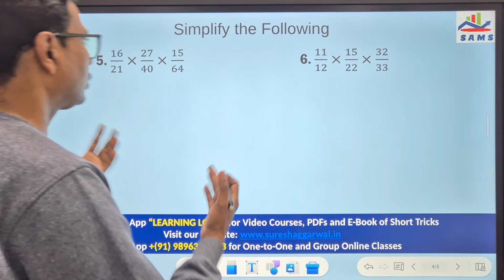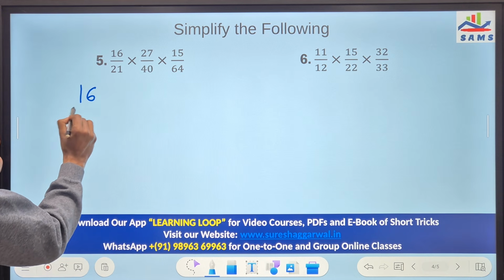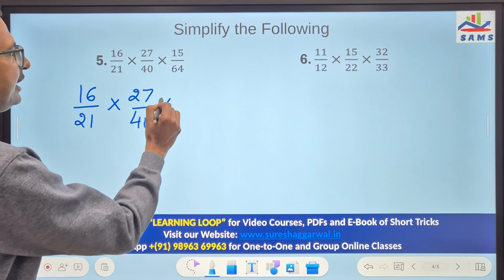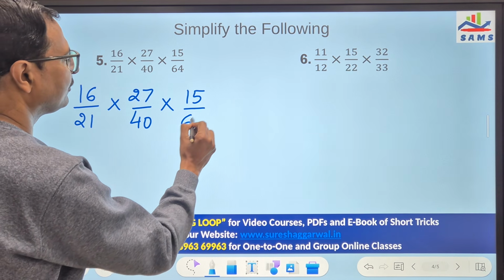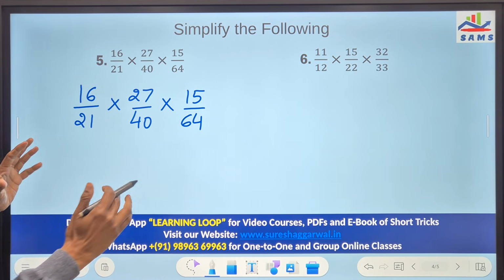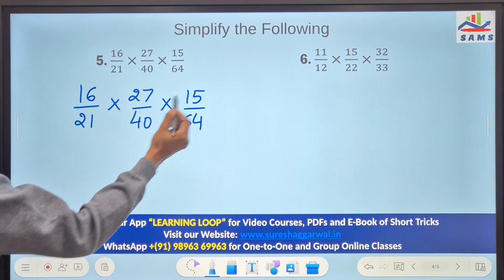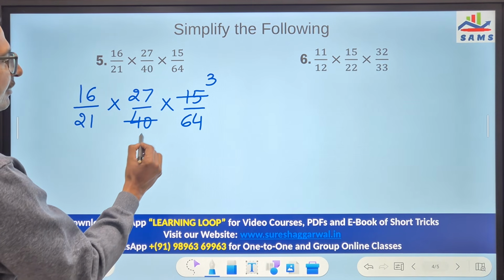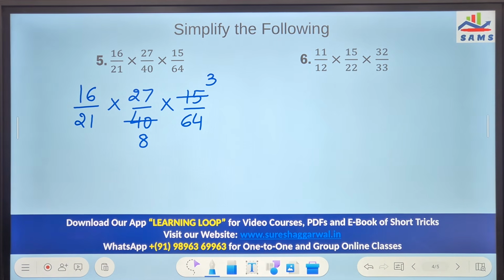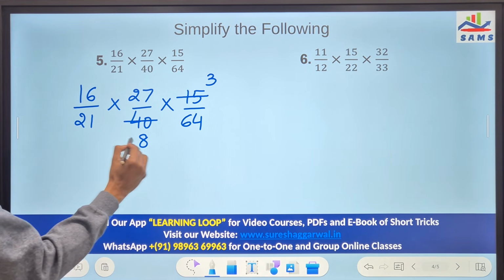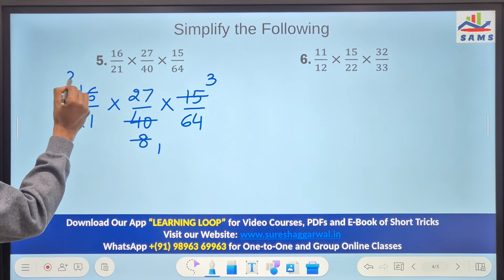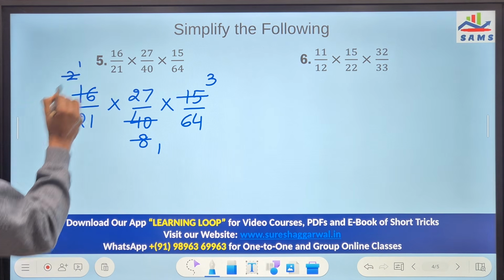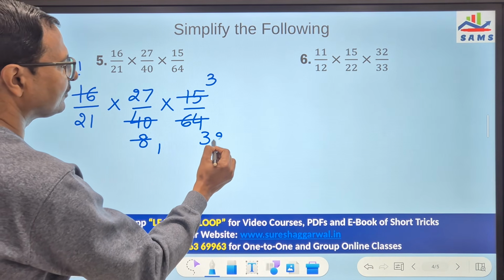Likewise, I can take more questions having big terms. Here you can see 16 upon 21 and then 27 upon 40 and finally we have 15 upon 64. So again, let's look for the numbers divisible by 5. 15 and 40. 5 times 3 will give me 15 and 5 times 8 will give me 40. Now 8 and 16, see 8 times 1 and 8 times 2. So what else? 2 and 64, 2 times 1 and 2 times 32.